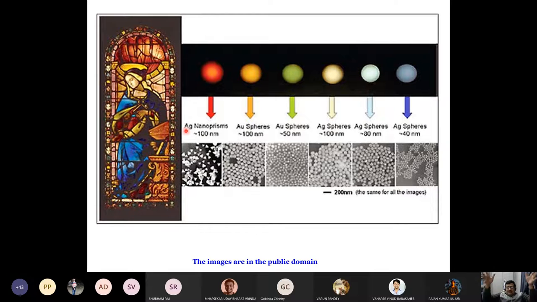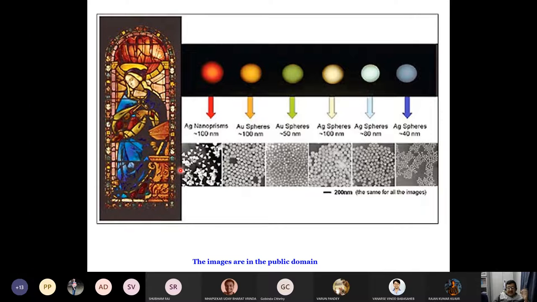So you have a liquid glass, and in that you have added a salt, and that salt is converted to metal in situ. If you do a controlled condition reduction, you may develop these nanoprisms and nanospheres. This is a silver nanoprism, this is a gold nanosphere, this is a silver sphere, and these are three silver spheres of three different sizes. If you synthesize this under controlled conditions, you may generate red, orange, green, yellow, blue, violet, all different types of colors.